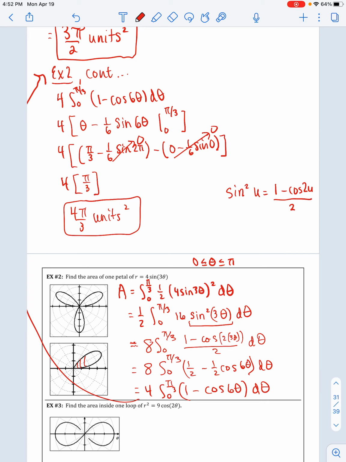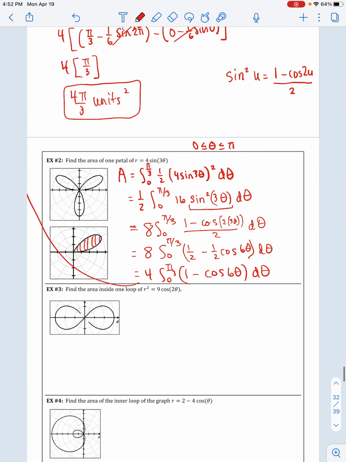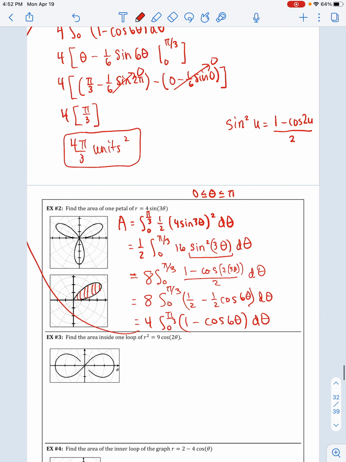Okay? And basically we just found the area inside here. If they wanted all the area of everything inside, you could have still done this and multiplied by 3 to get all 3 of them. Just like I said, on the cardioid we could have done half of it and multiplied it by 2 because of the symmetry.